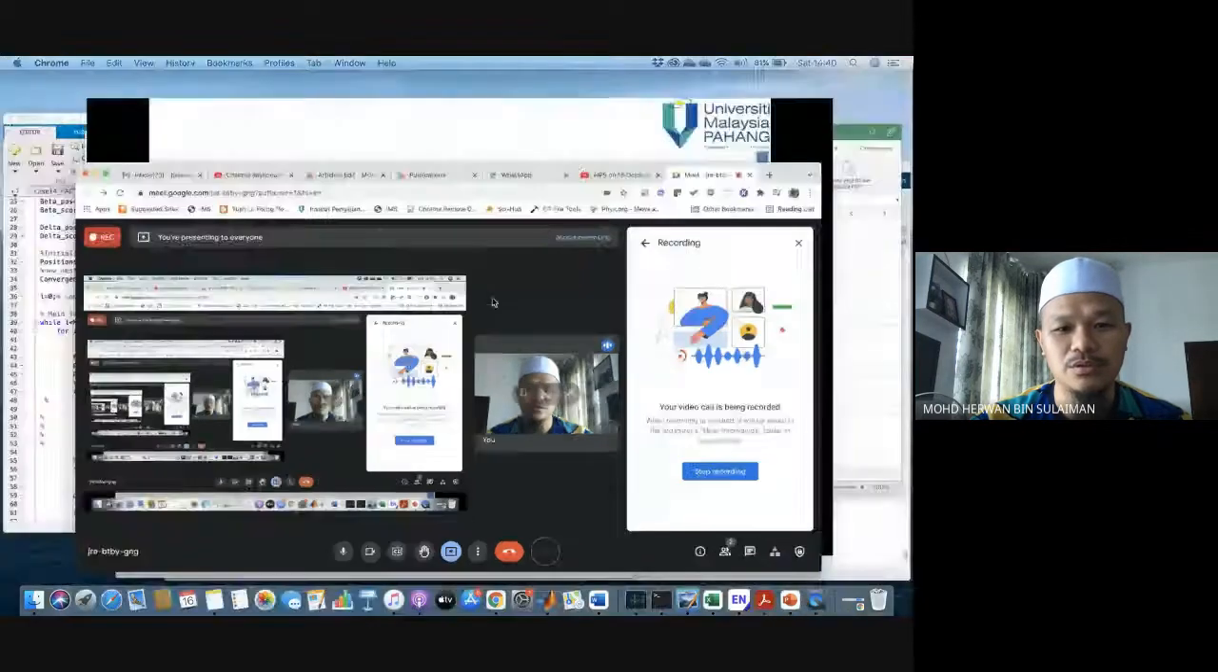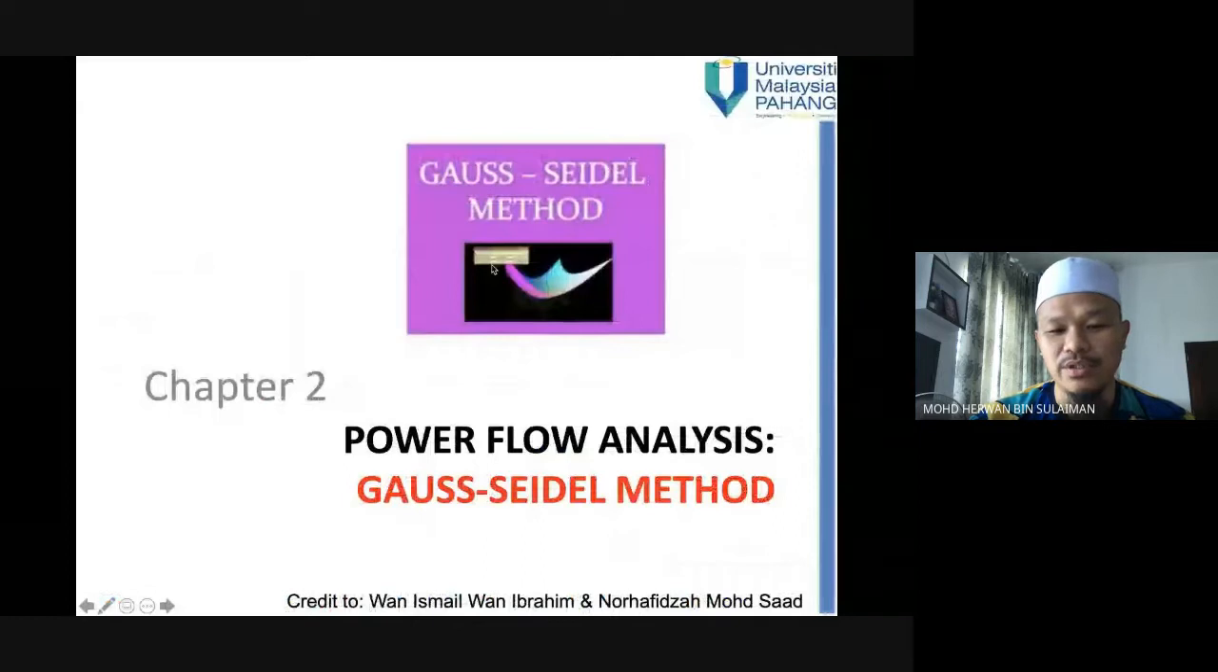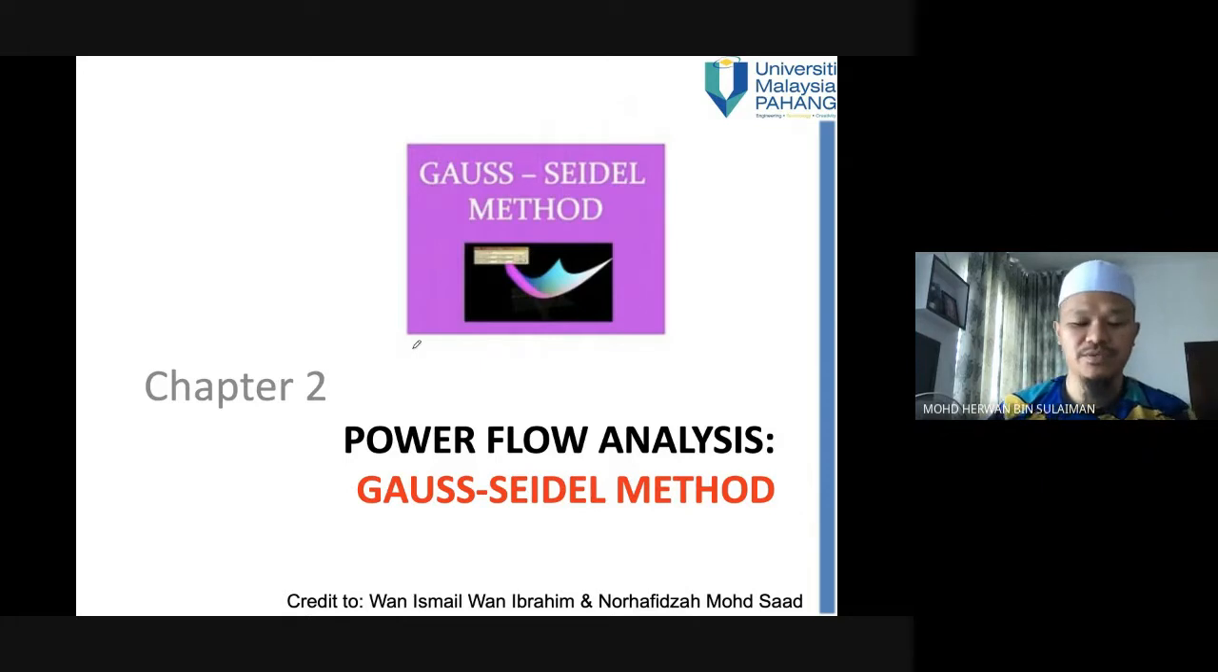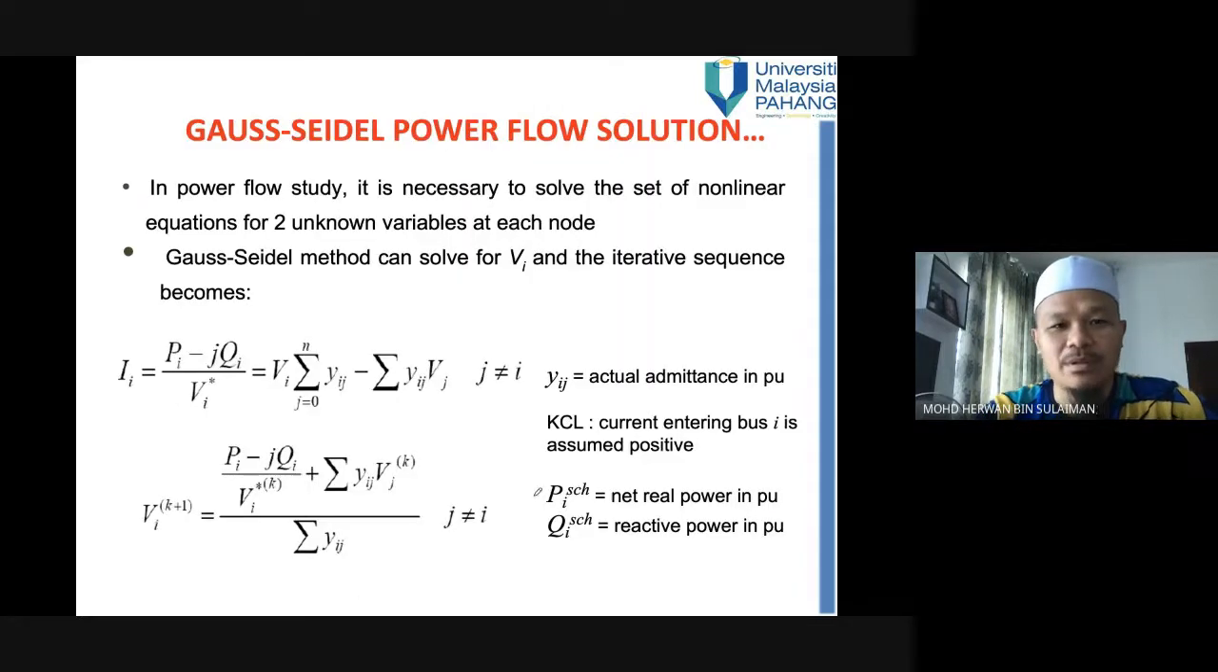Today we will continue our Gauss-Seidel method, load flow analysis. So basically, we have discussed the power flow equation, the general equation, in the previous lecture. Today we will look at the solution of power flow by using the Gauss-Seidel method. In power flow study, it's necessary to solve a set of nonlinear equations for two unknown variables at each node.